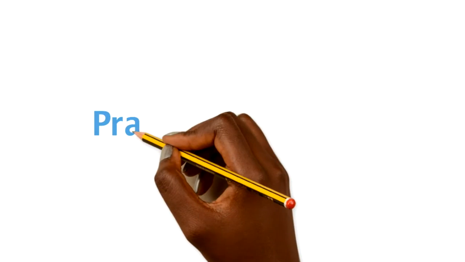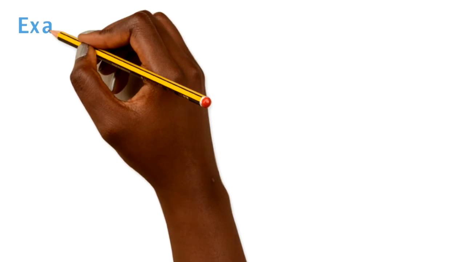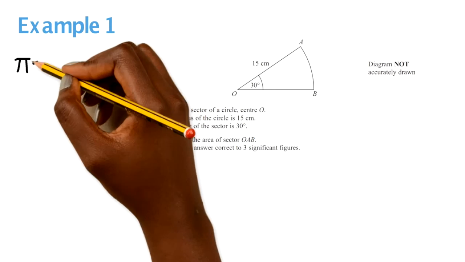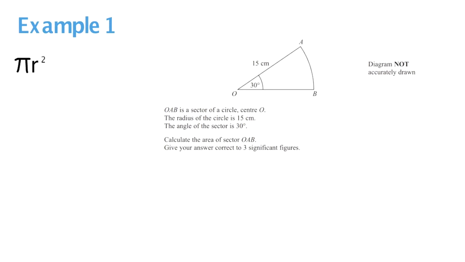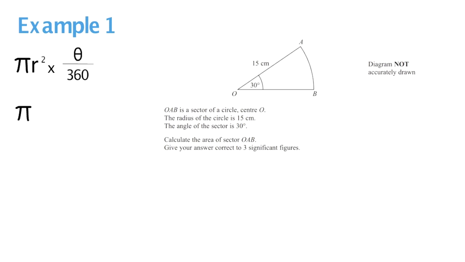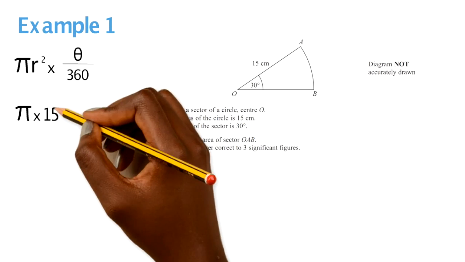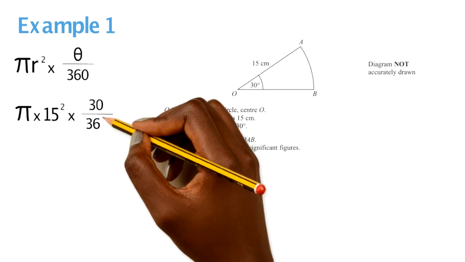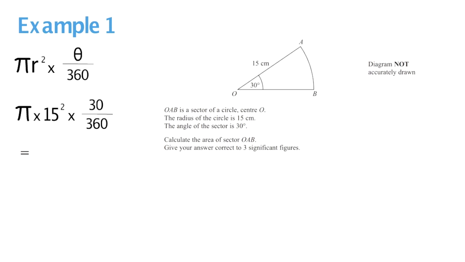So without further ado, let's crack on to some practice questions. Question 1, aka example 1, wants us to work out the area of the sector. We've been given the radius and we've been given the angle. The first thing I'm going to do is write out the formula just to refresh your memory, which is pi r squared multiplied by theta over 360. Then, once you've written out the formula, which you should always do in maths, substitute. So that's going to end up being pi times 15 squared, multiplied by our theta, which is 30 over 360. If you put that all into your calculator and round it to three significant figures, you should get an answer of 58.8 centimeters squared, because we're dealing with area.